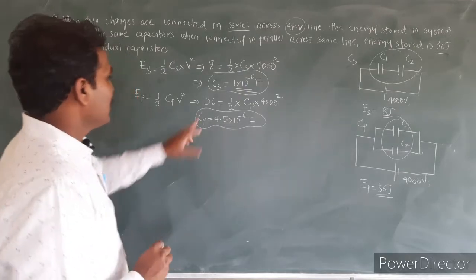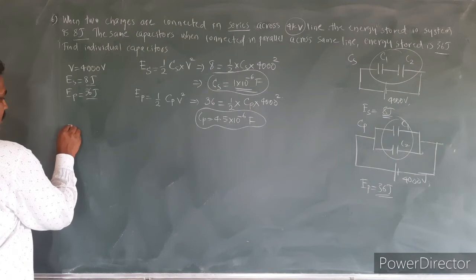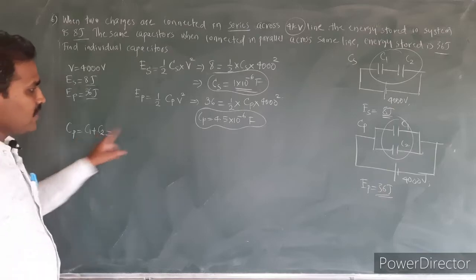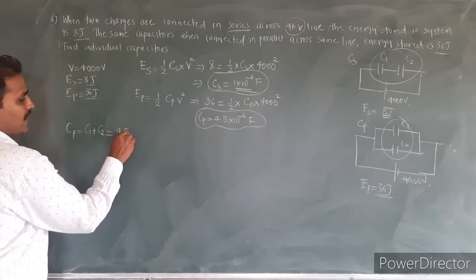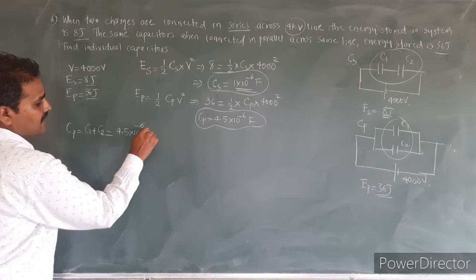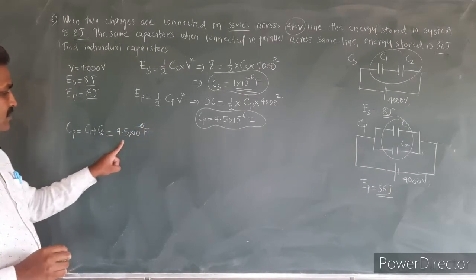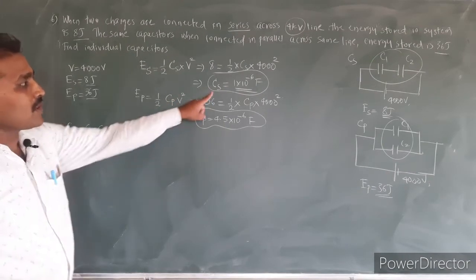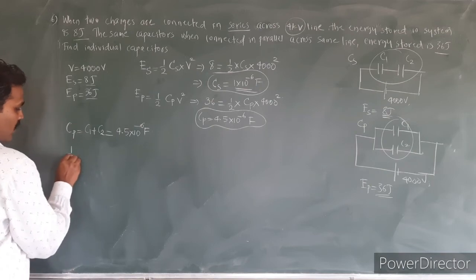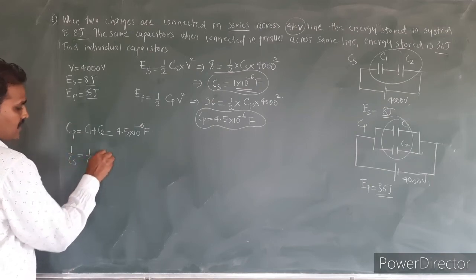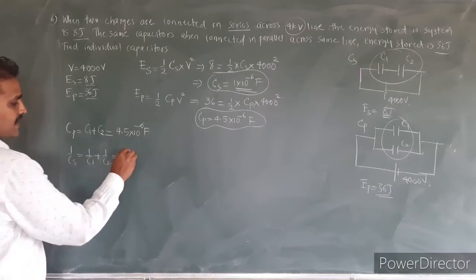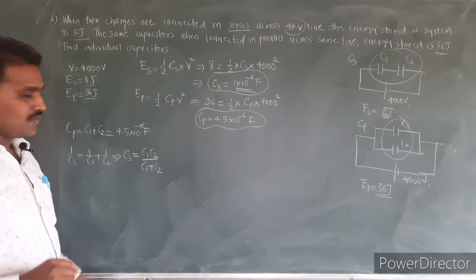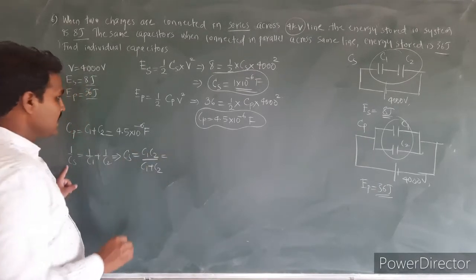Then we have the parallel combination, which is given by what? For parallel combination, C_p is equal to C1 plus C2. So C1 plus C2 is equal to 4.5 into 10 to the power of minus 6 farads, that is 4.5 microfarad. And the equation for effective capacitance in series combination is given by 1 by C_s is equal to 1 by C1 plus 1 by C2. This I also get as C_s is equal to C1 C2 divided by C1 plus C2.